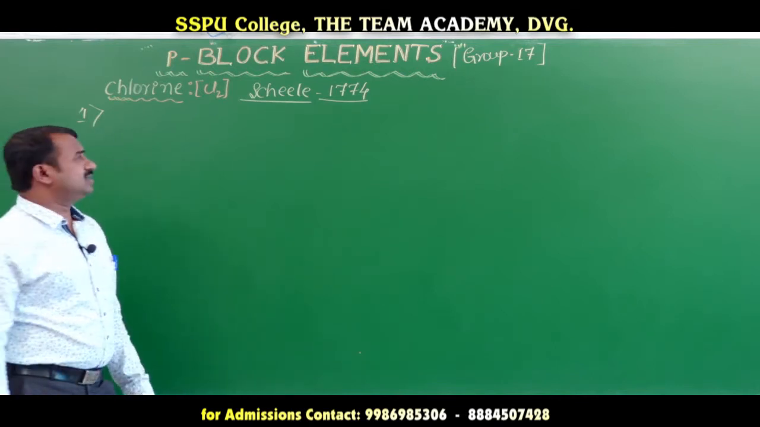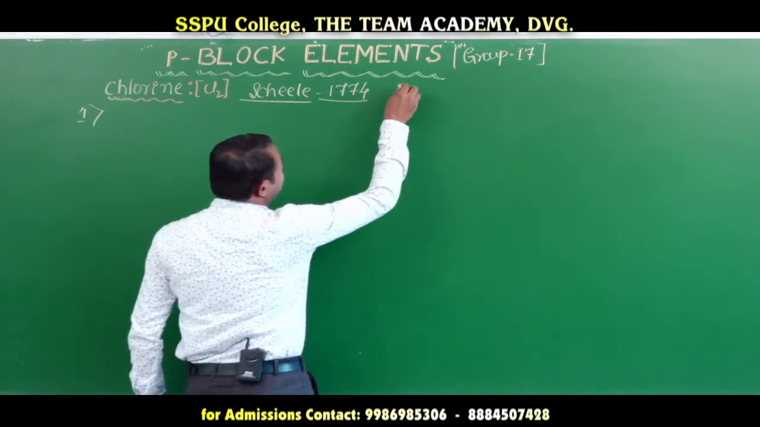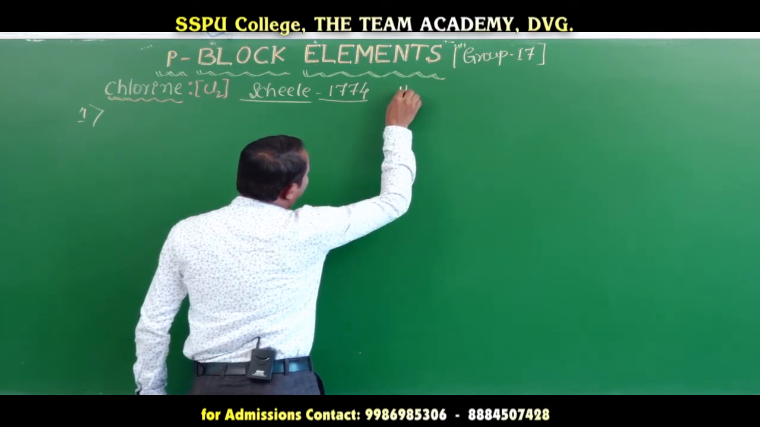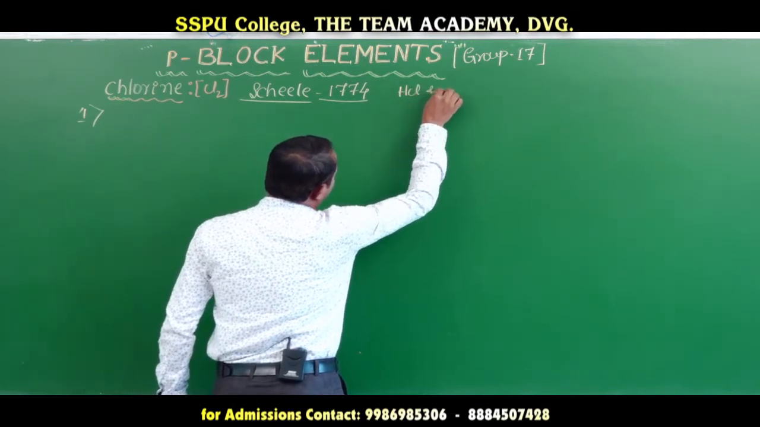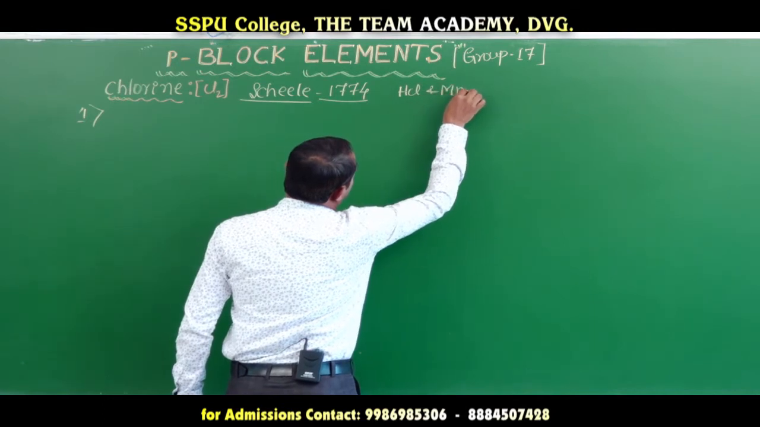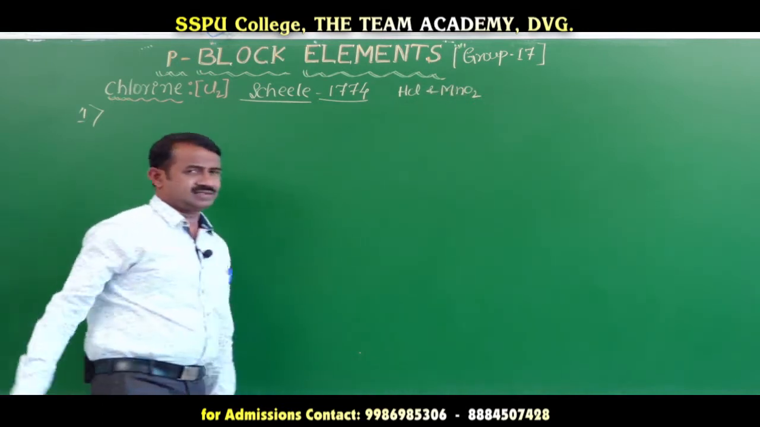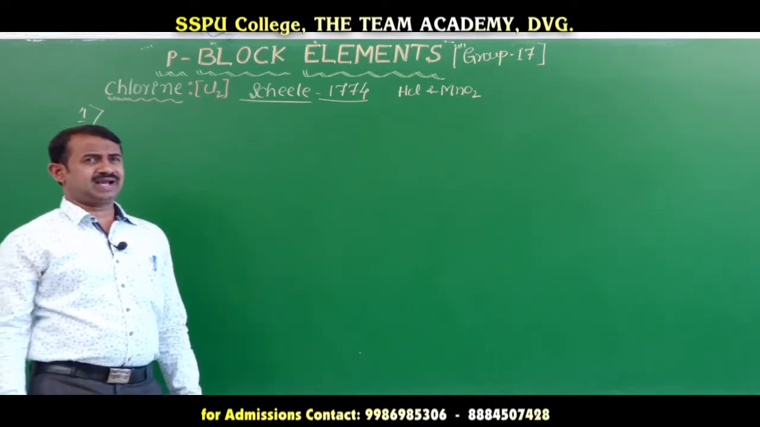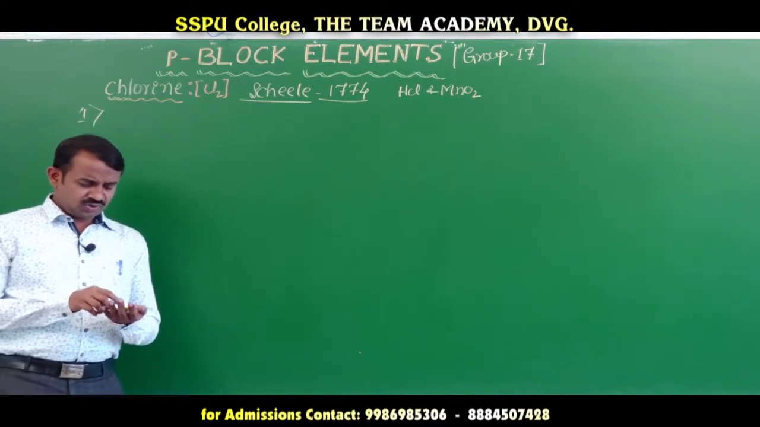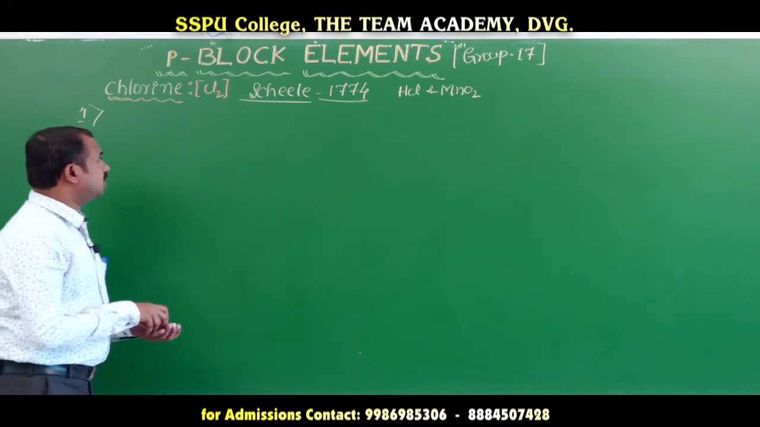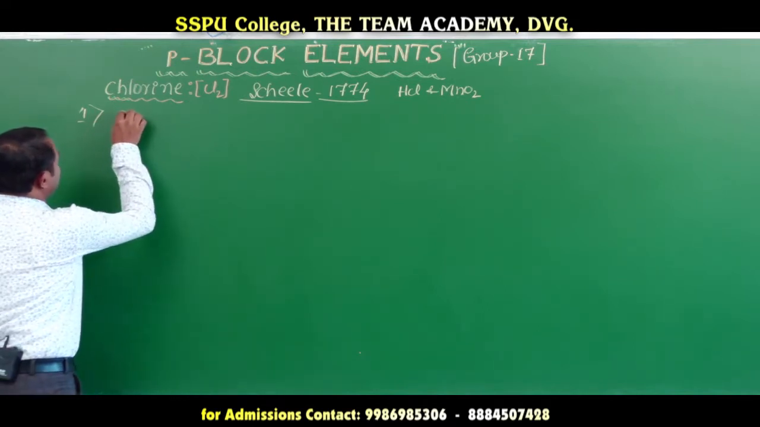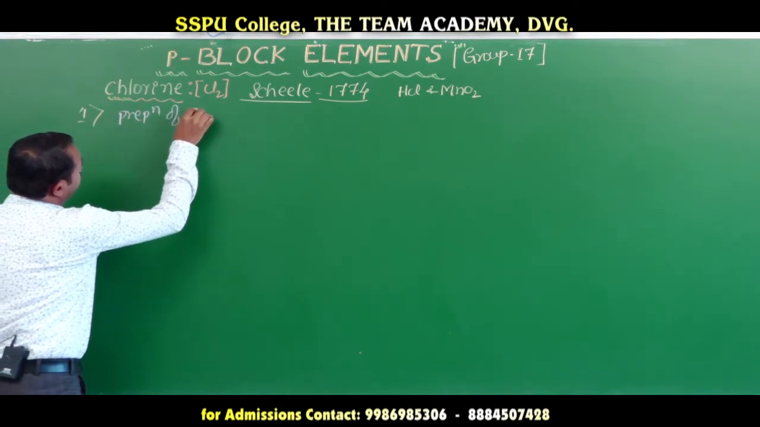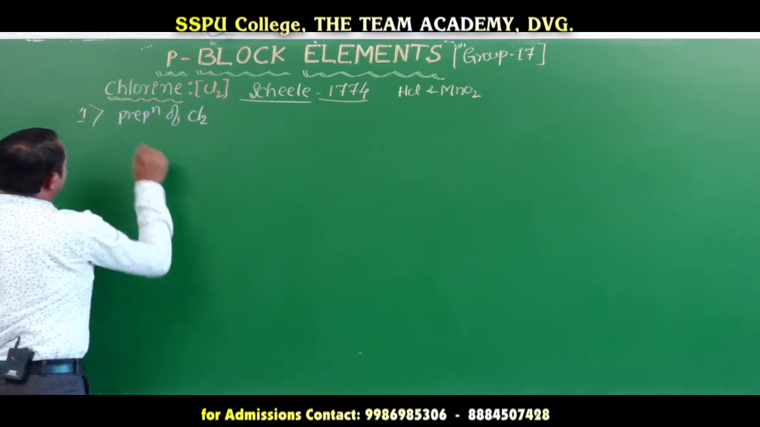He discovered chlorine with hydrochloric acid and manganese dioxide. When hydrochloric acid is passed onto manganese dioxide, it forms chlorine gas. We will go for the first one, preparation of chlorine.